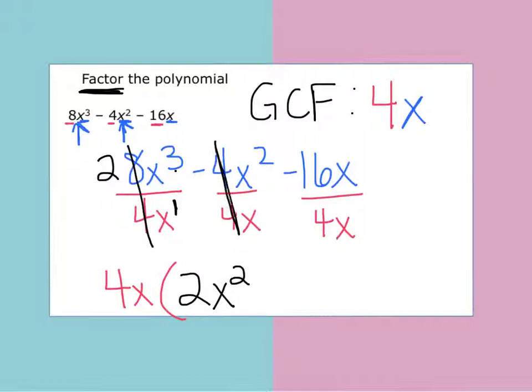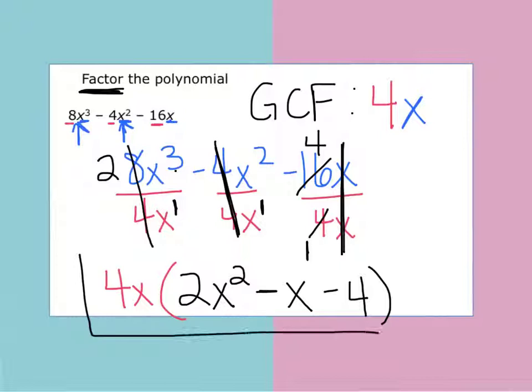The 4s reduce to 1, so they cancel out. Now we have x squared over 1. And remember, you subtract the exponents, so this becomes minus x. And then here, we get 16 over 4. That reduces to 4 on top and 1 on the bottom. The x's reduce to 1. They go away. So all I have left is a minus 4.